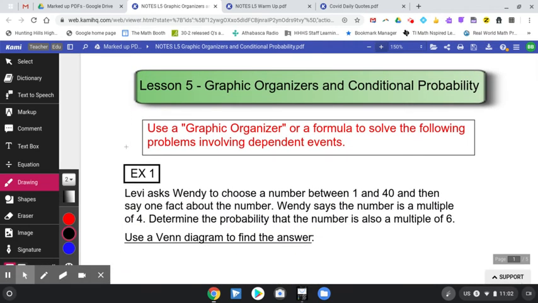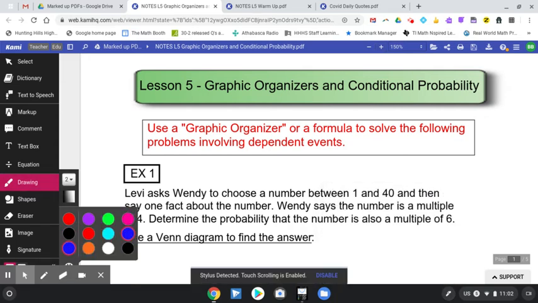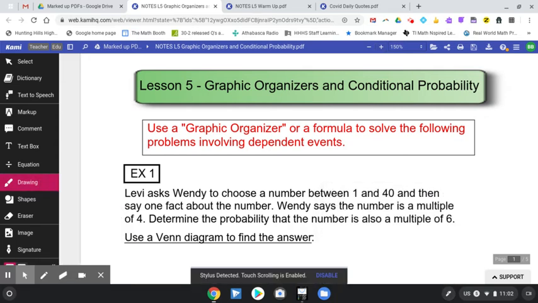So, again, a graphic organizer is something like a Venn diagram or a chart or a tree diagram, a sample space, anything where you draw out and you can see all the possible outcomes. All right. This first part in the red here, use a graphic organizer or a formula to solve the following problems involving dependent events. So when we are looking at doing Venn diagrams and when do they come into play, it's usually with dependent events.